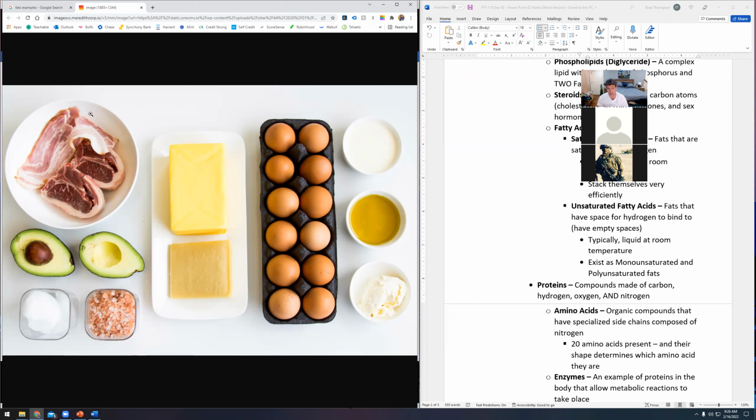Now, generally we associate that as being like a bad fat, right? We would say this is a bad fat because it has lots of cholesterol in it and a lot of solid fats, right? But then we look over here, and the avocado is going to have saturated fat in it for sure.